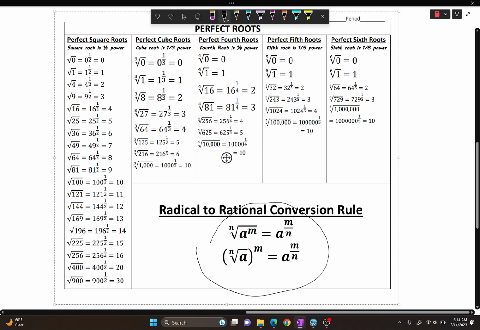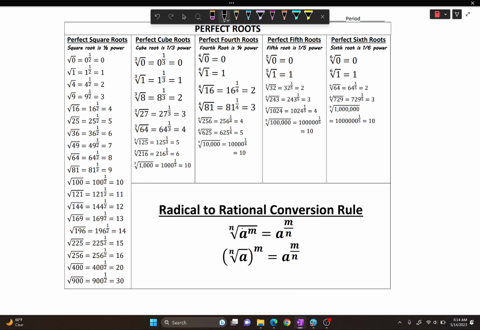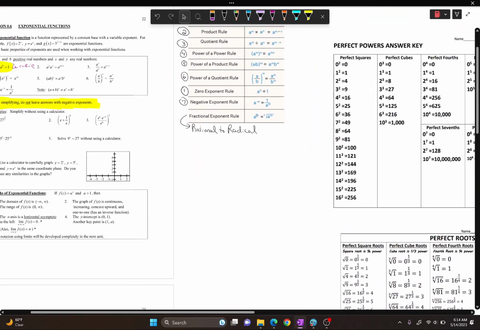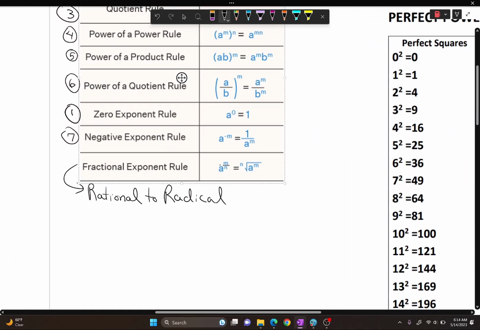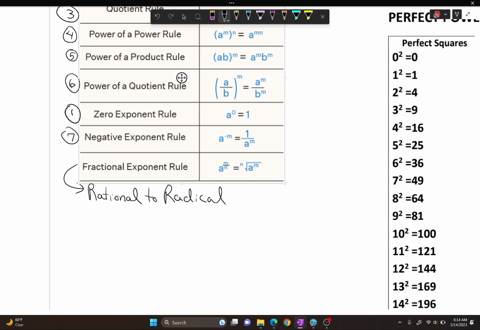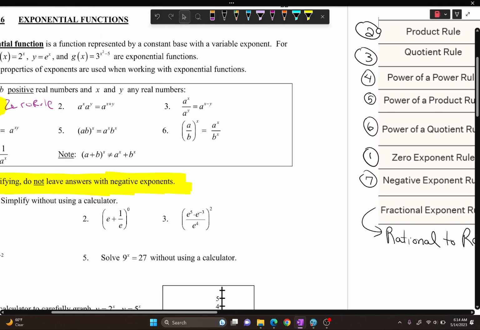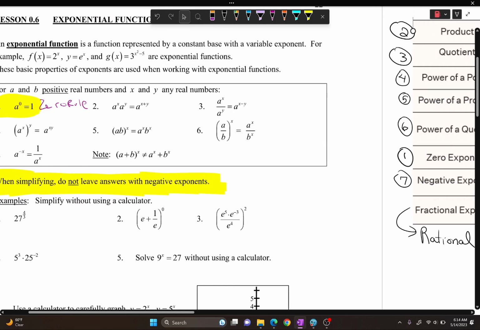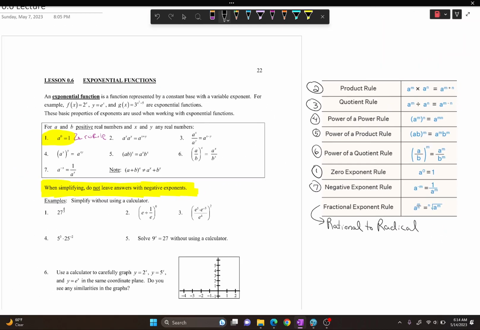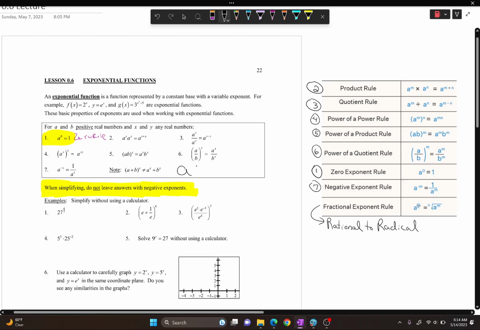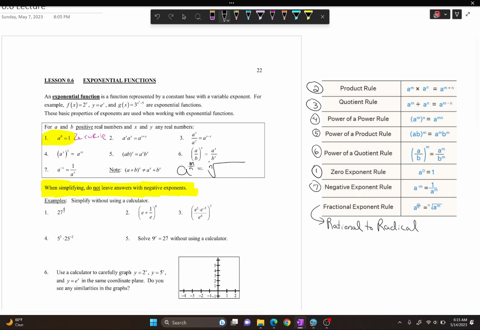Notice this rule right here, the radical to rational conversion rule. I write it backwards from this rule on the internet, which has it too: a to the m over n equals the nth root of a to the m. He doesn't have it on here. So if you aren't copying that whole table down, you should copy down just this piece. A to the m over n is equal to the nth root of a to the power of m.